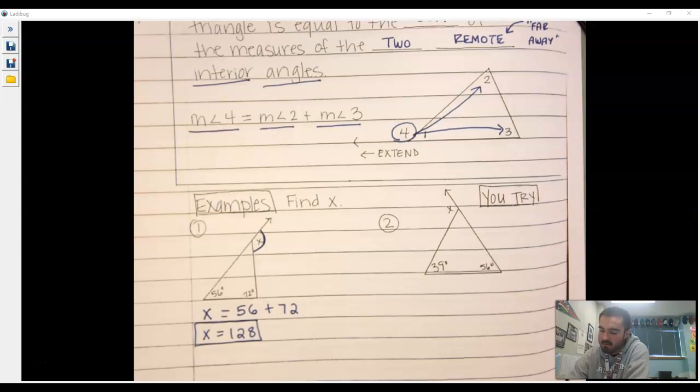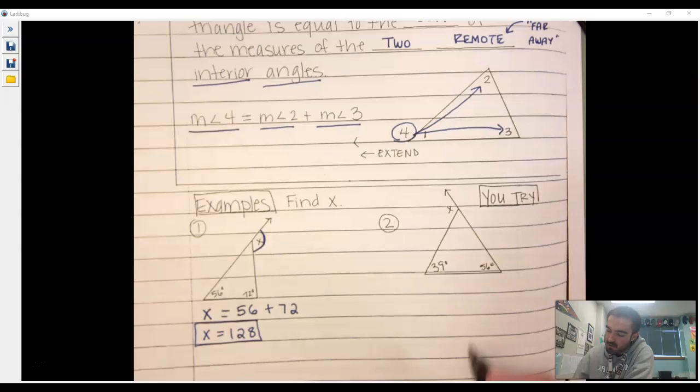Cool, not too bad. Let's try number 2. By the way, if you're watching this video, I would pause it for a second and try number 2 on your own and see if you get it right. So pause the video for a second. See if you can do number 2 on your own based on what I just did on number 1.